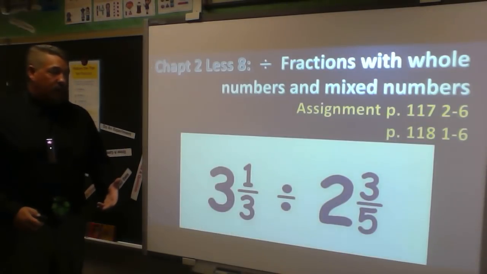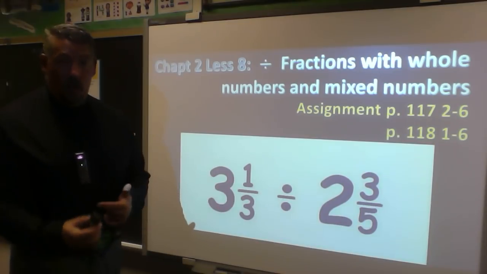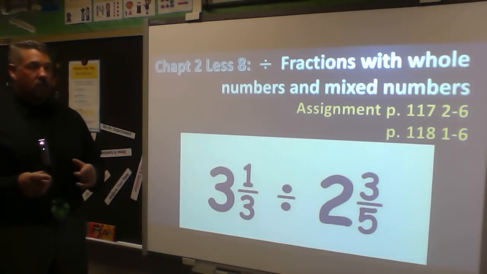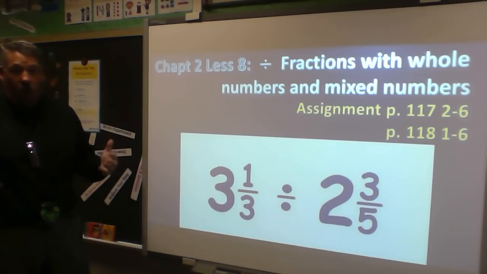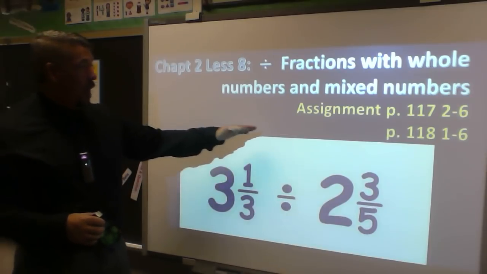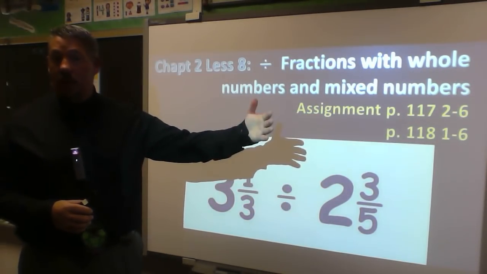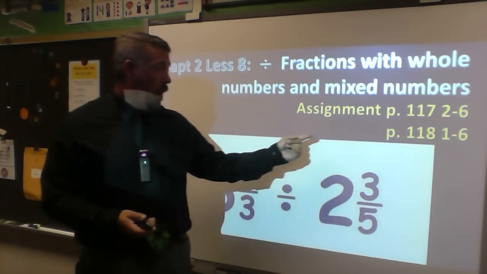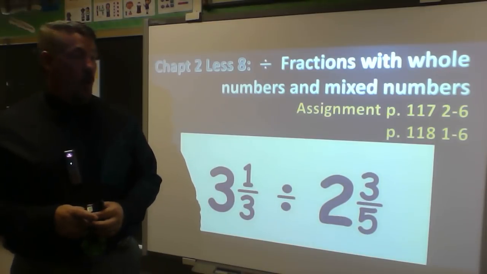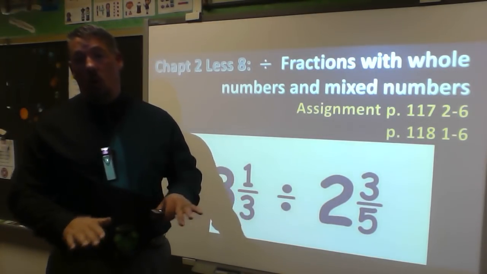This should be a pretty easy lesson. That's what I'm hoping for. Tomorrow is a little bit more difficult because we're going to be changing both of these in tomorrow's lesson. So if you have any questions, then please come and ask. If you don't, then you have assignment 117, page 117, 2 through 6, fewer questions now, and page 118, 1 through 6. Come and ask if you don't quite get it, and if not, you should have plenty of time, with this being a 10-minute video, to get all of your homework done.